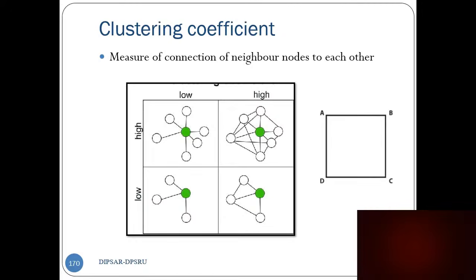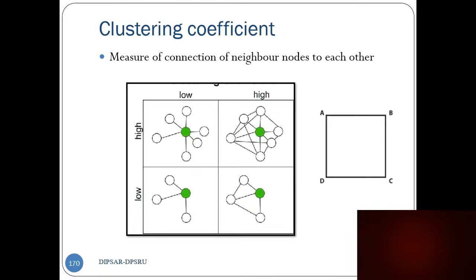Who are the neighbors of A? Who are the neighbors of A in this, which nodes? Type in the chat box immediately. Who are the neighbors of A node? D and B, right? Right Subham, D and B are the neighbors to A node. Now whether D and B are connected to each other, yes or no? No. Not connected. So what will be the clustering coefficient? 0.